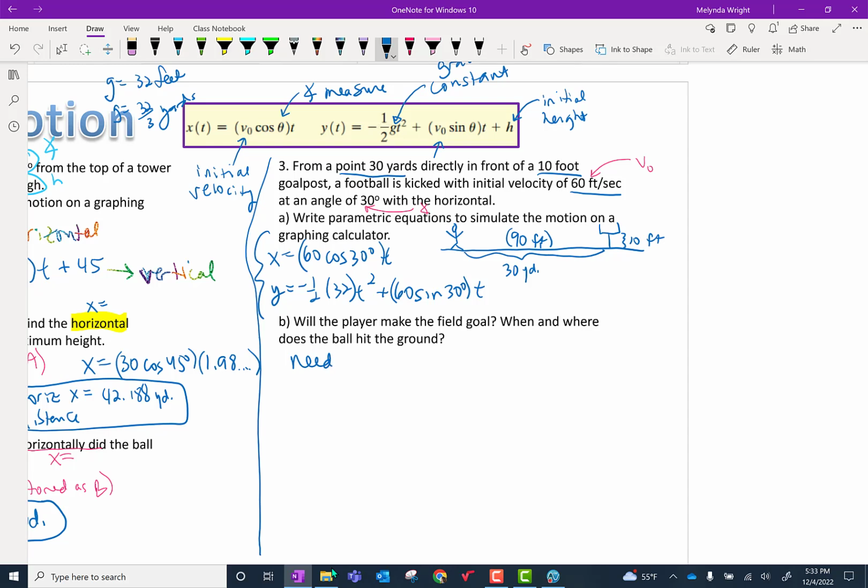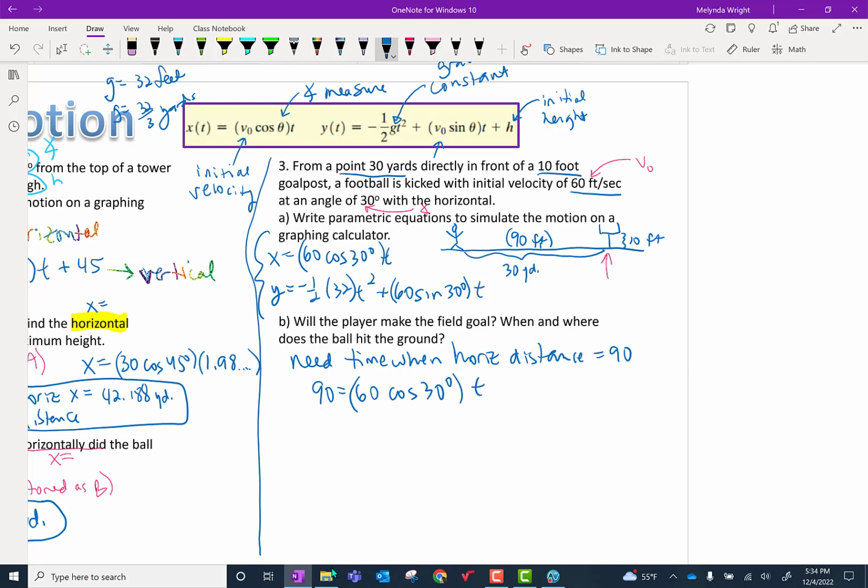Okay, so let's write down what we need. We need the time when the horizontal distance equals 90. That's what we need. We need that time because that's when we get to the field goal. It's right there. So we do 90 equals, where it's horizontal, so it's the x equation: 90 equals 60 cosine 30 degrees t.